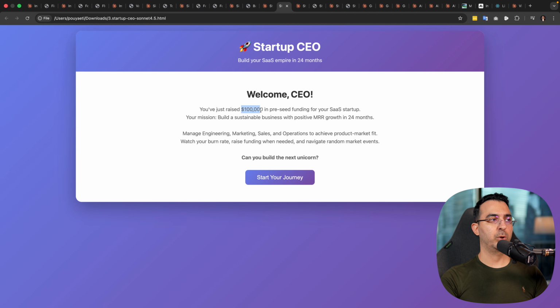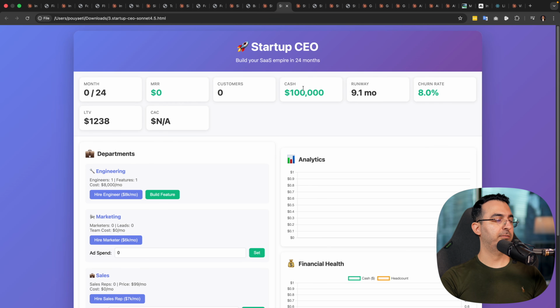You just raised $100,000 for your startup. Your mission is to build a sustainable business with positive MRR growth in 24 months. So let's start. Here we have our cash, and based on the expenses that we have and the money that we have, we can only run for 9 months.